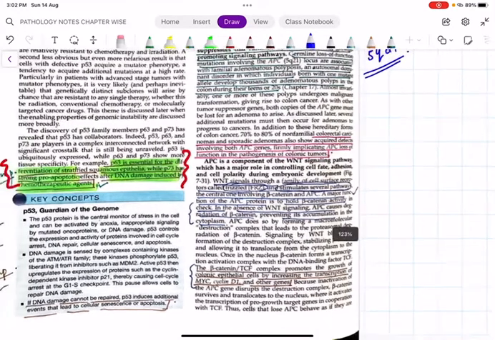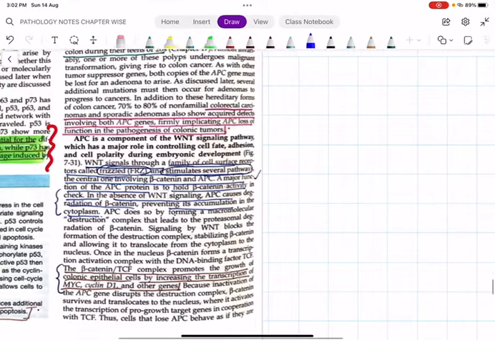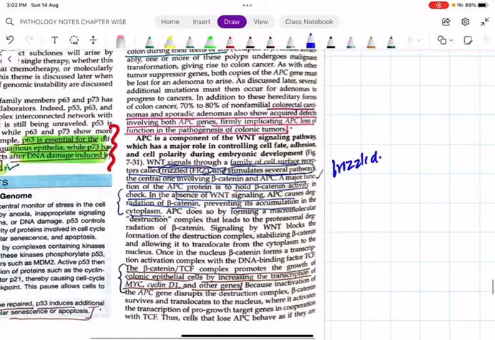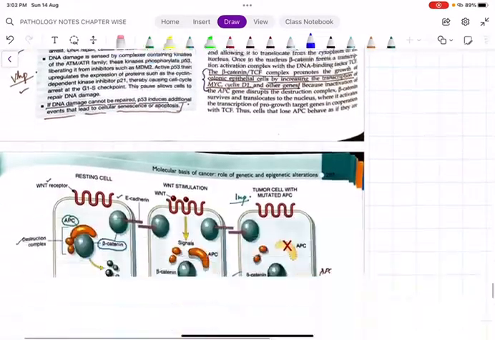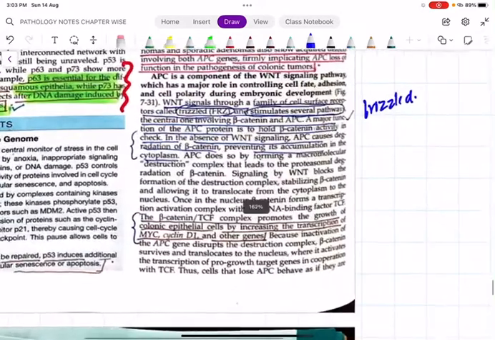WNT signaling pathway. See, WNT passes signals through a family of receptors called frizzled. What is the name of the receptors? Frizzled. And this frizzled, we have two protein complexes, that is called beta catenin. See, this is how a normal resting cell will be. When the WNT receptors are there, this beta catenin is going to be destroyed. Beta catenin has a destructing role. I will just explain it again.